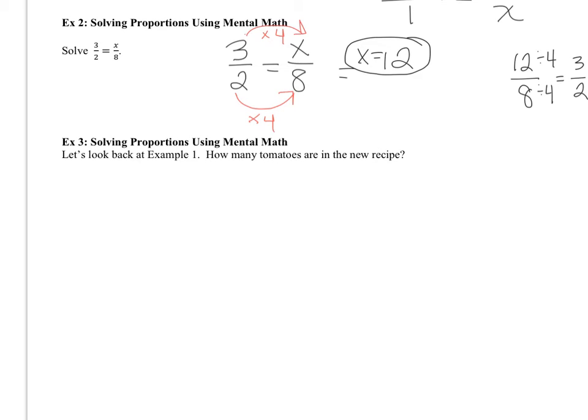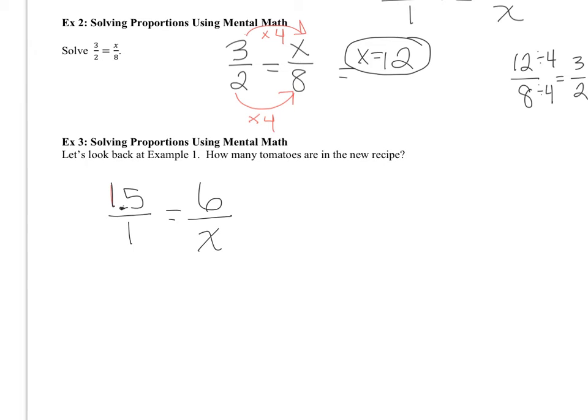All right, now let's actually go ahead and solve the mystery tomato exercise. So we've got to figure out how many tomatoes are needed. We had 1.5 cups of black beans for every 1 tomato. And I've got to figure out, if I have to have 6 cups of black beans, how many tomatoes am I going to have? Well, we've got to think about this for a second.